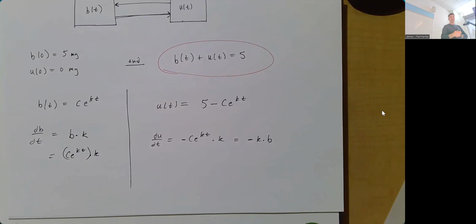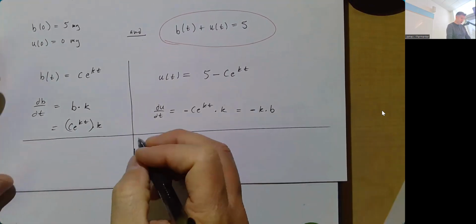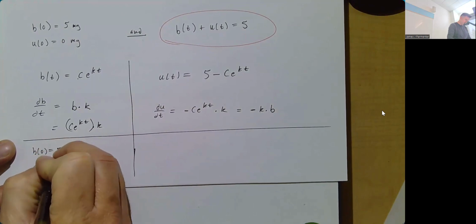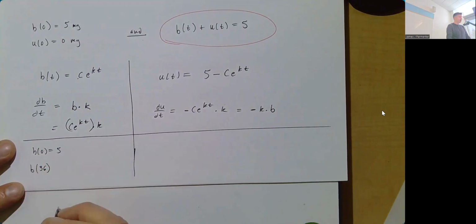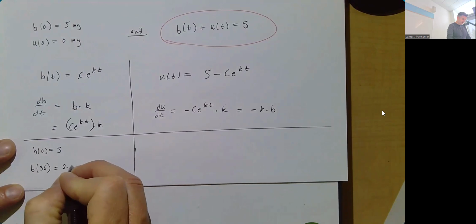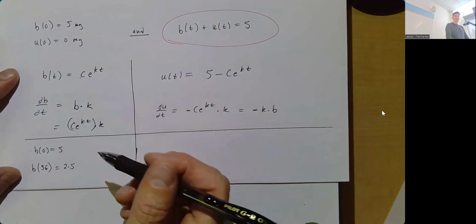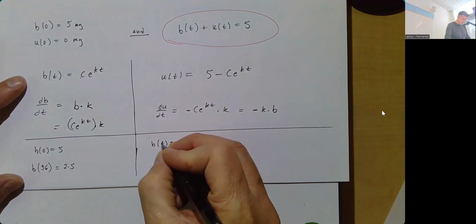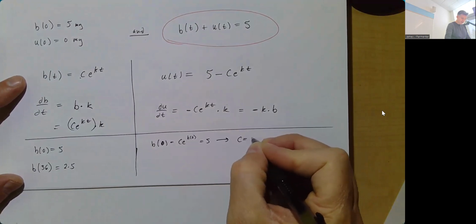Well, they told us something. They told us after 36 minutes, you have half as much as you started with. So I'm going to leave this all to you to do on your own, but we know that B at time 0, you have 5 milligrams. And then B at 36 minutes later, you should have 2.5 milligrams, half of what you started. So we can use that to first find C: B of 0 equals C e to the k times 0, which should equal 5, which will give us C equal to 5.